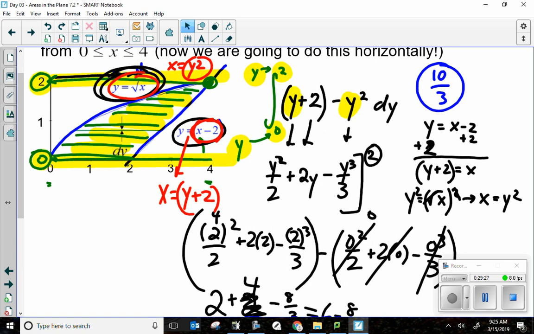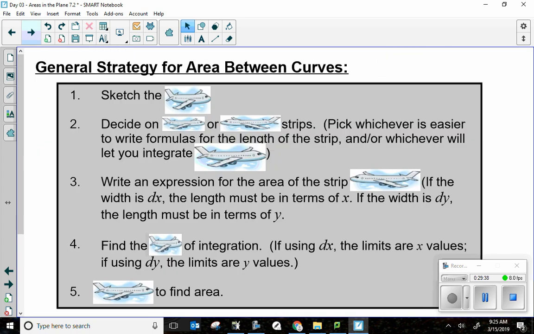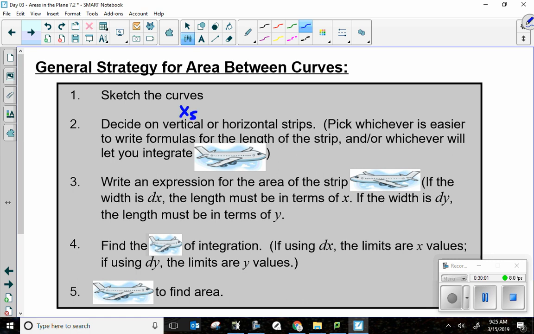All right, let's go over some last quick general strategies for the area between two curves before we go. First, I would definitely sketch the curves. Then I would decide on vertical or horizontal strips. Meaning, would I do the up and down so everything would be x's, or the left and right where everything would be y's? Vertical are your x's in everything. Horizontal means you're putting y's in everything.